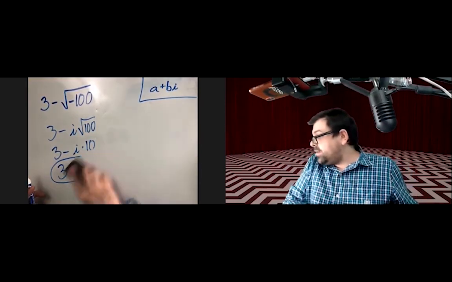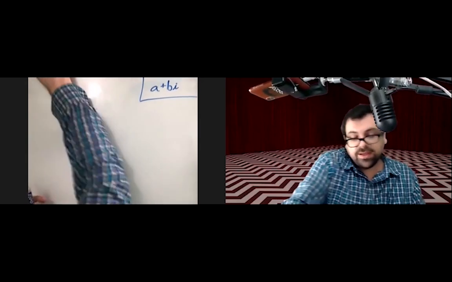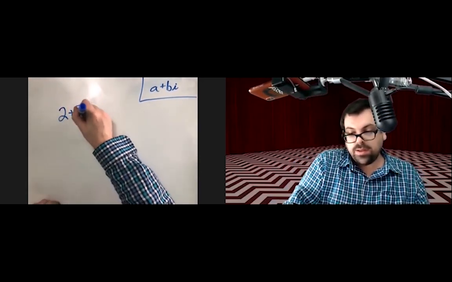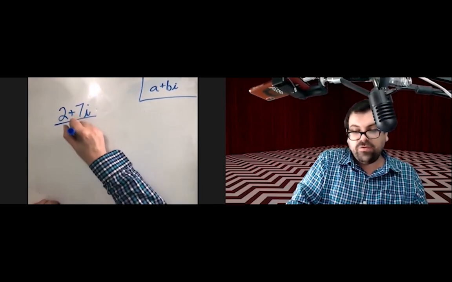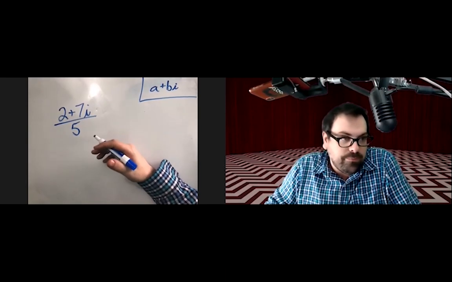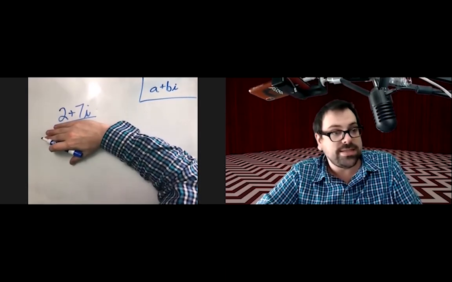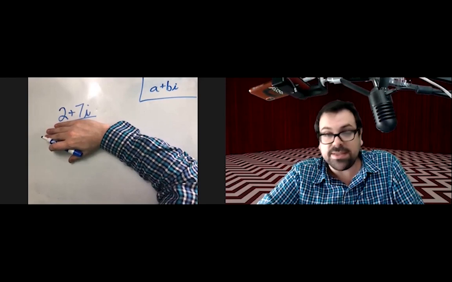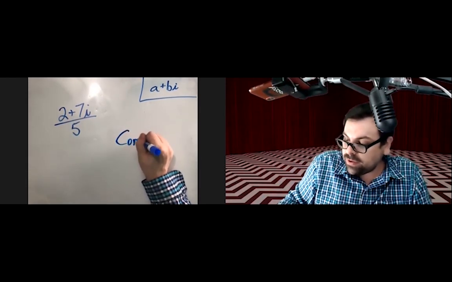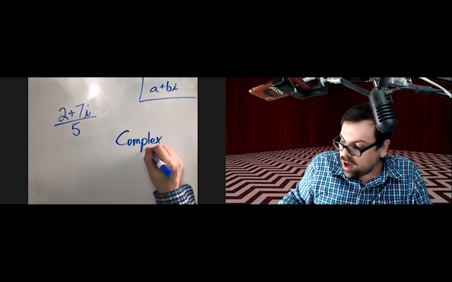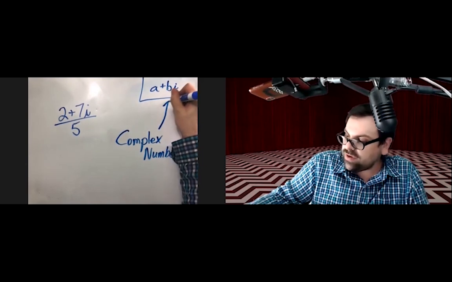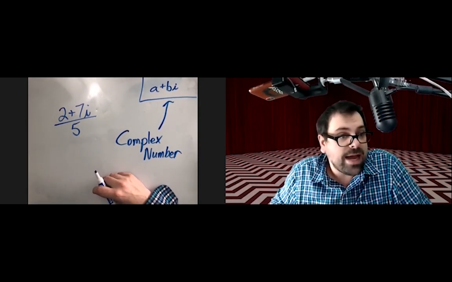When we have a big fraction looking thing like this, 2 plus 7i over 5, this is not a plus bi form. The top is in a plus bi form. That's the standard form of what we call a complex number. A complex number is any sort of number that involves i.